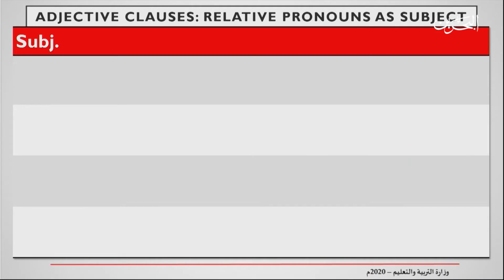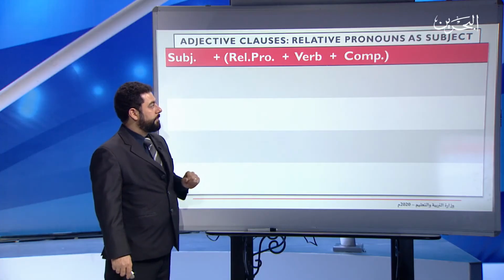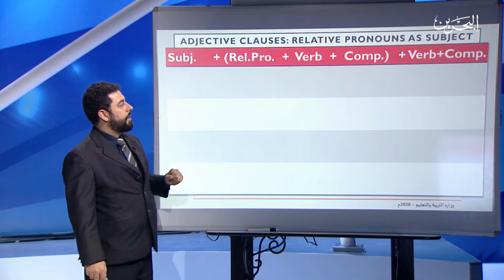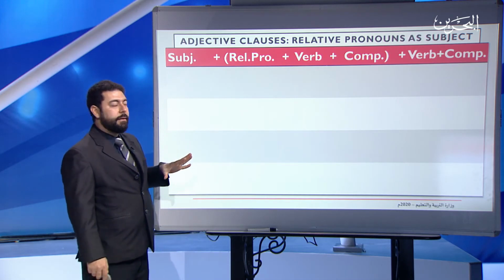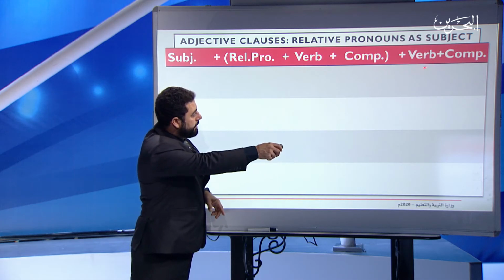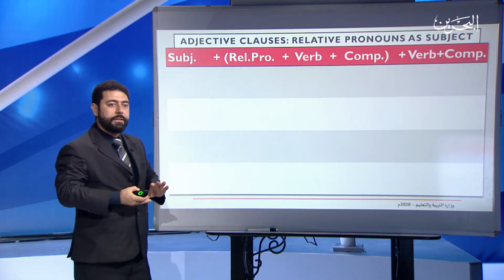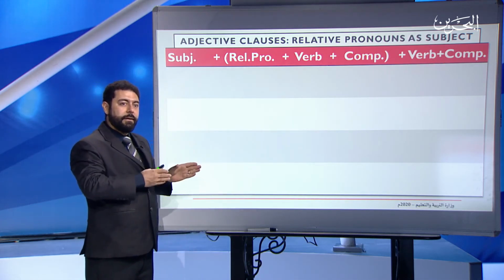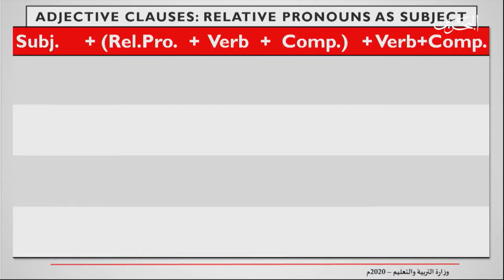All right, adjective clauses, relative pronouns as subject. Okay, this is how you build the sentence. You start with the subject plus a relative pronoun plus a verb plus a complement of the relative clause, and then a verb plus a complement. As you see, the main sentence is subject, verb, plus the complement. This is the shortened version of the sentence. Now, if you add the relative clause, it should be this: relative pronoun, verb, plus the complement.